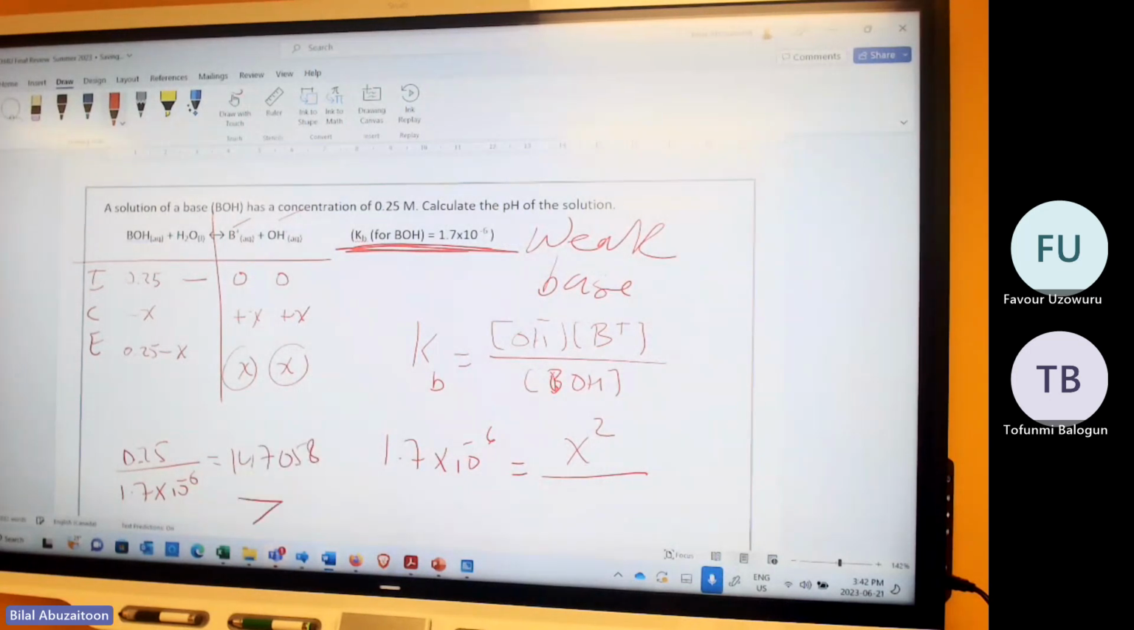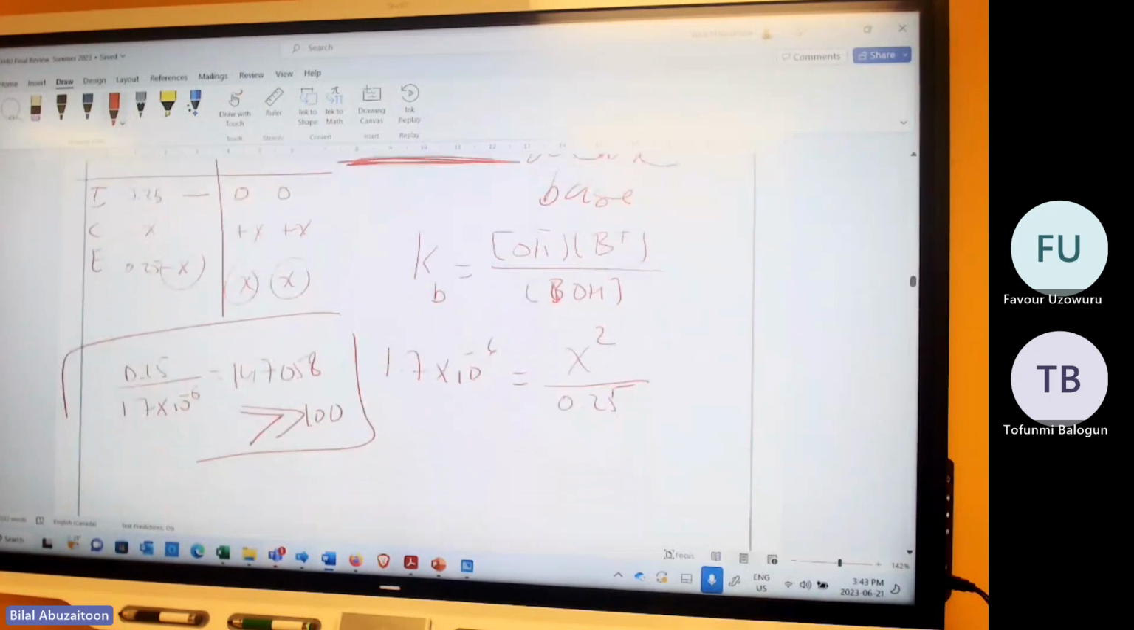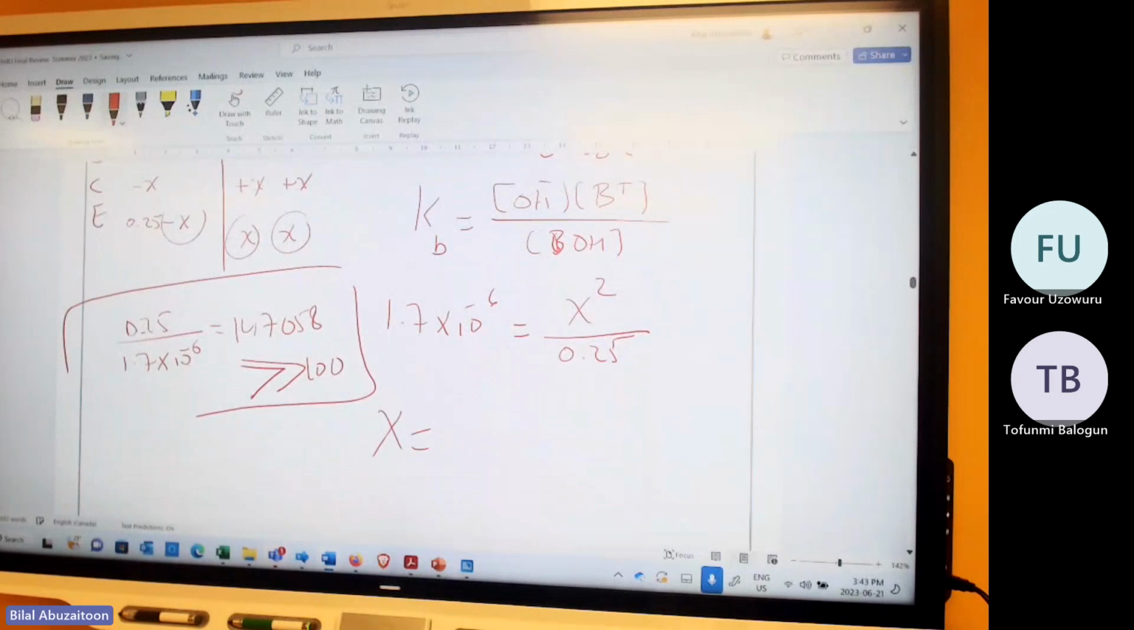147,058. Much greater than 100. So ignore this X. So it will be 0.25. Okay, guys, if you want a quick hint, if the Kb or Ka is like minus 5, minus 4, minus 5, minus 6, ignore the X right away, because Kb means very little ionization, so the X will be a very little amount. Okay, so ignore it.